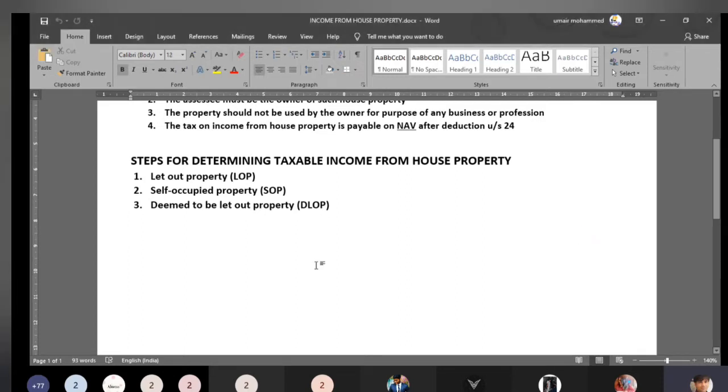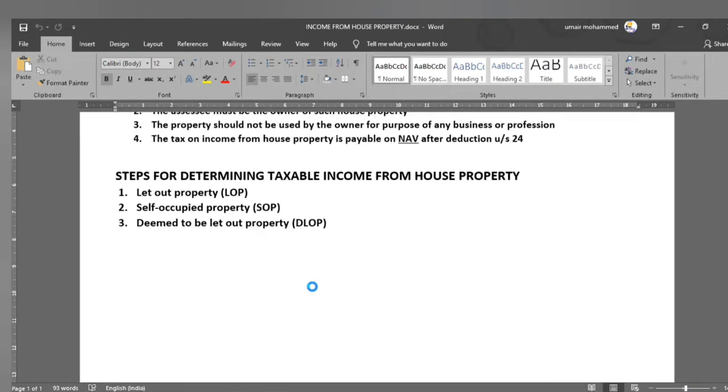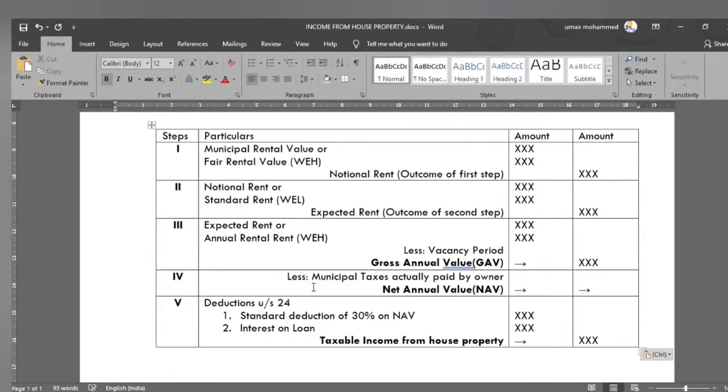This is the format you see on your screen for computing income from house property, which involves a total of 5 steps. The end result of these 5 steps will give you taxable income from house property. These 5 steps primarily comprise a series of comparisons between different types of rents, and then deductions from gross annual value and also deductions from net annual value.